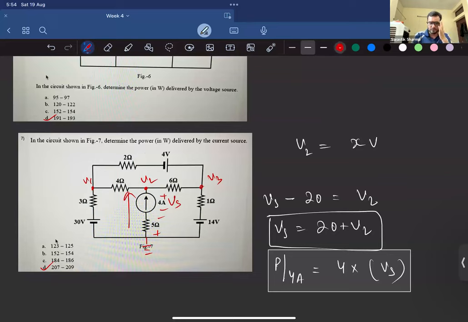Dr. Yadav, you were saying? Sir, I was saying from V2, you are finding from nodal analysis. Yeah, V2 you will find from nodal analysis, right? V1, V2, V3. You apply KCL at all those three nodes and you will get the answers.